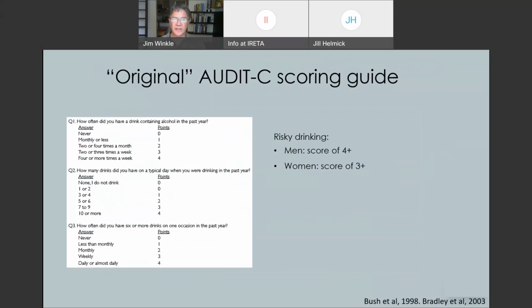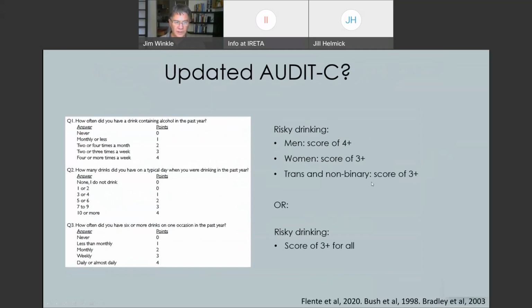The other brief screen is the AUDIT-C. An idea for that: again, the three questions here do not involve gender, so we're good to go there, but the traditional scoring guide is gendered. But using the Fuente study, which identified a cutoff of 3 for trans and non-binary folks, why don't we just add that to the scoring guidelines?